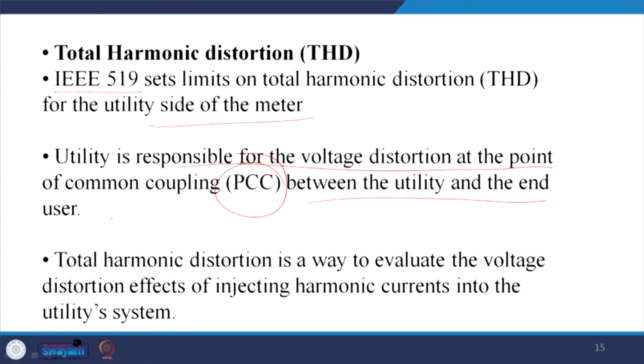The total harmonic distortion is a way to evaluate the voltage distortion effect of injecting harmonic current into the utility system. So, it is the cause of the nonlinear load. Your voltage may be fine and sinusoidal, but your current has got a distortion.